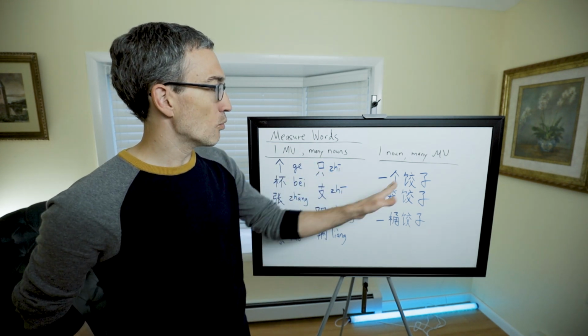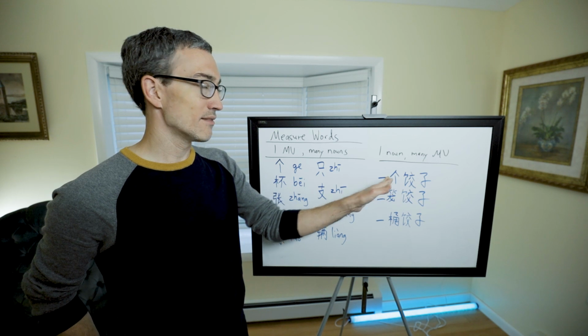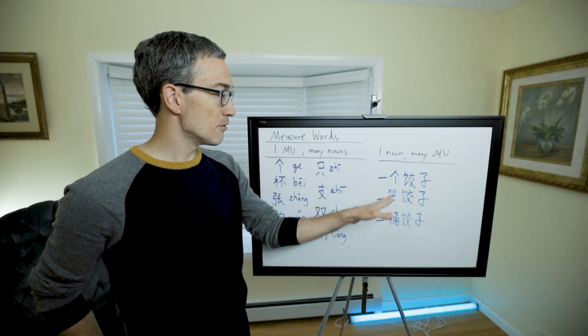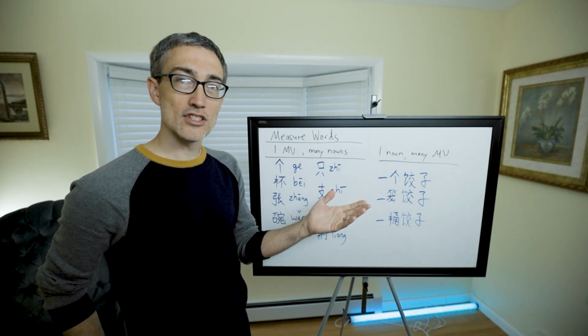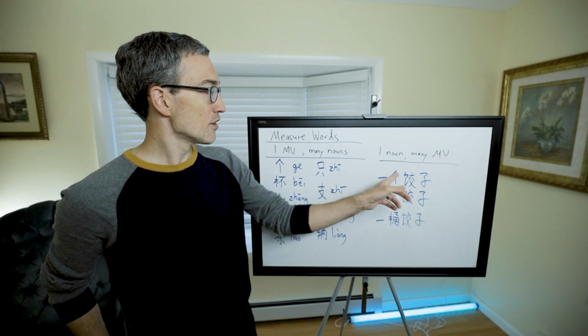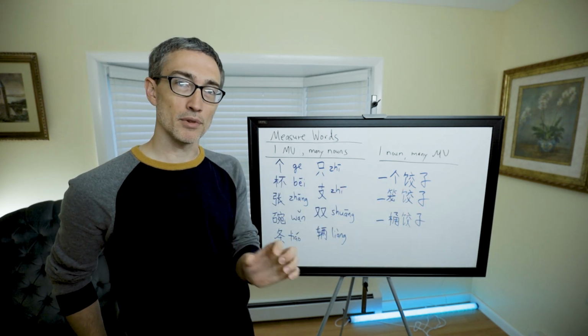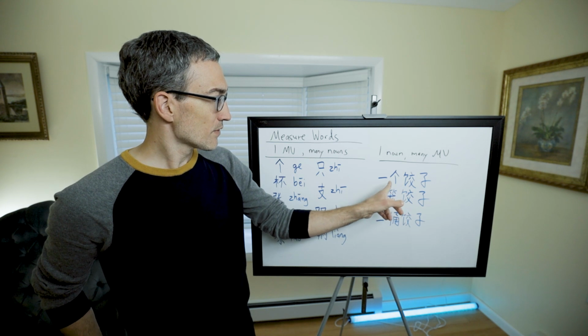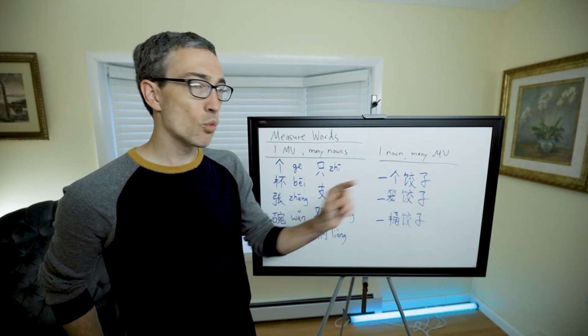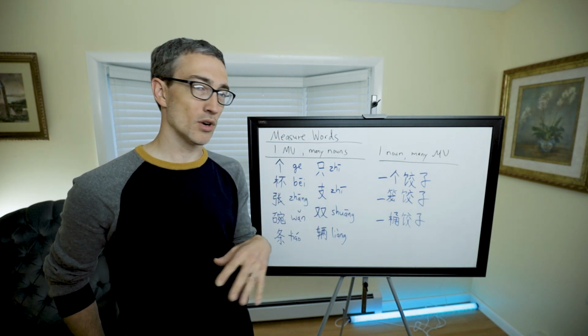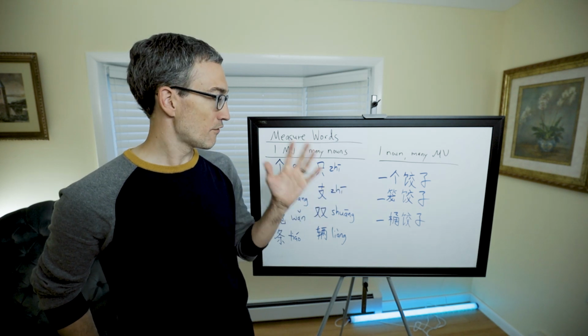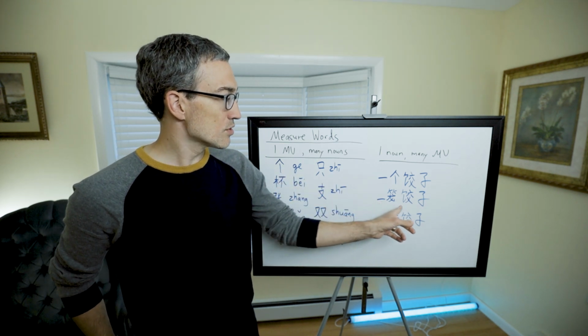Now I want to point out that one noun can also be counted by different measure words, essentially measured in different ways. Let's take the noun 饺子, which means dumpling, like a Chinese dumpling that you eat. We can have 一个饺子, so that's one dumpling. How many dumplings do you want? 我要5个饺子. I want 5.